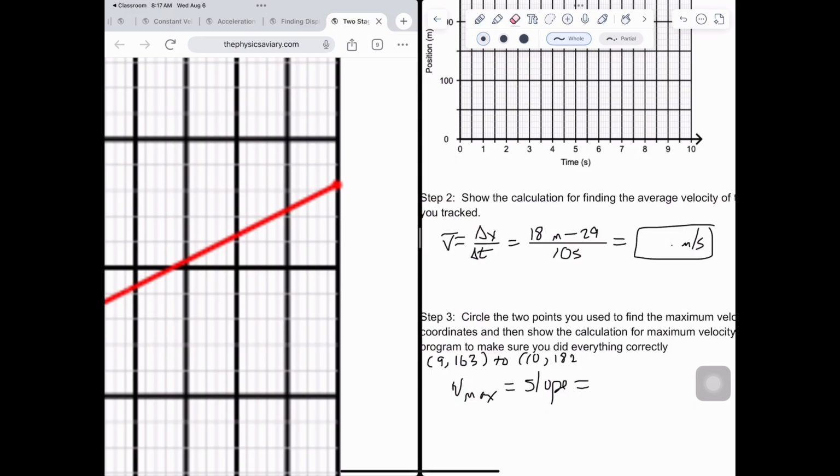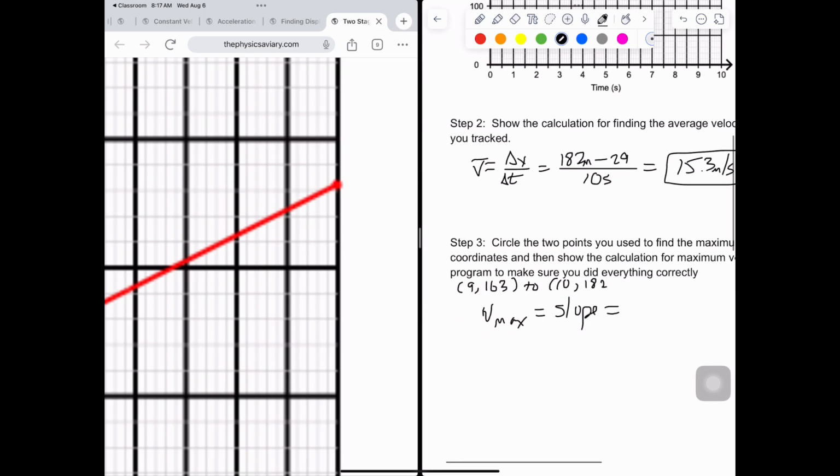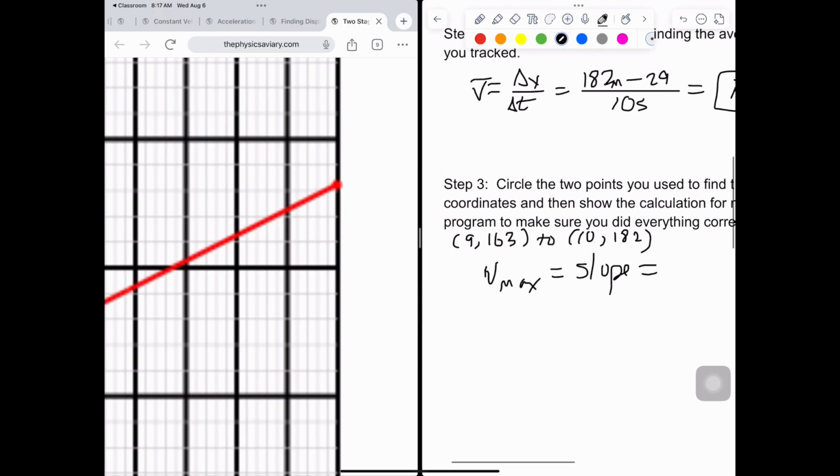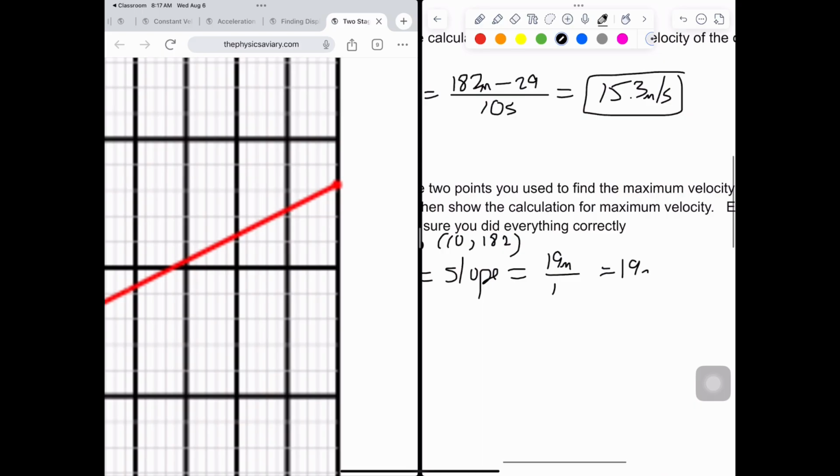It's going to affect my calculation slightly, so I'll fix it. So 182 minus 29 divided by 10 seconds. Yeah, it affected it a little bit, so about 15.3. But it's the same ballpark. All right, so now to find my rise, I'm just taking the difference between those two numbers. To find my run, it's 1 second. So 182 minus 163 is about 19 meters, in 1 second. And I'm looking at approximately 19 meters per second.